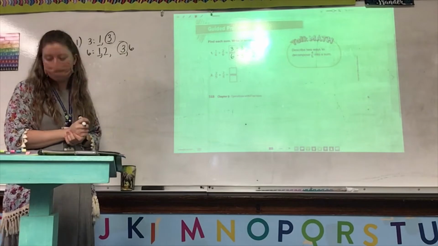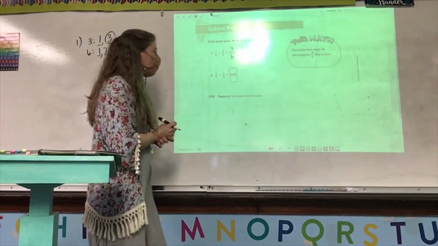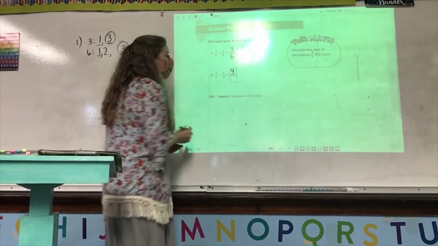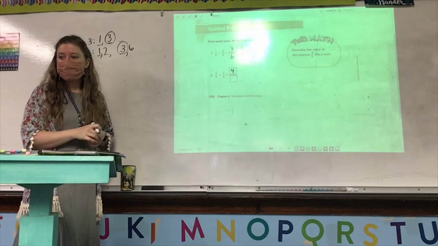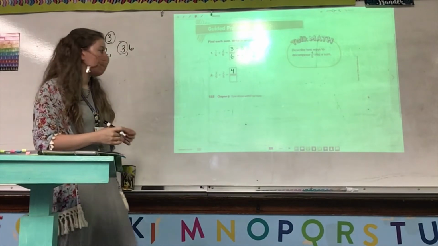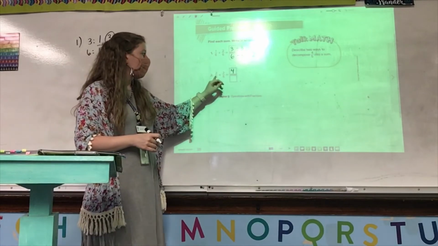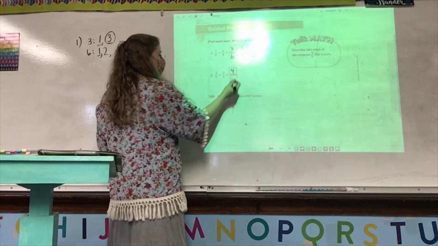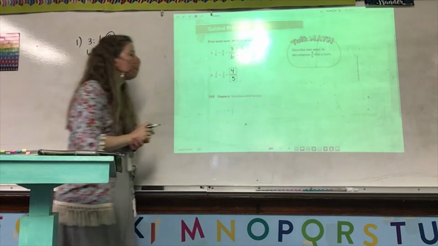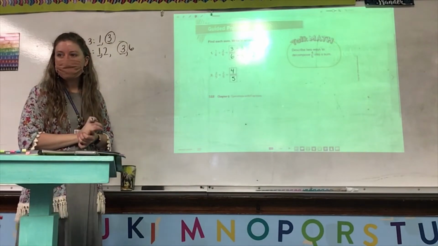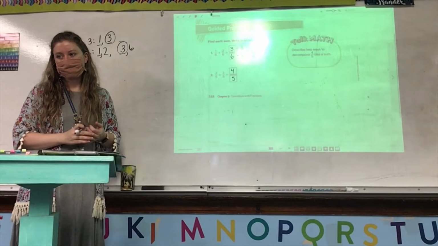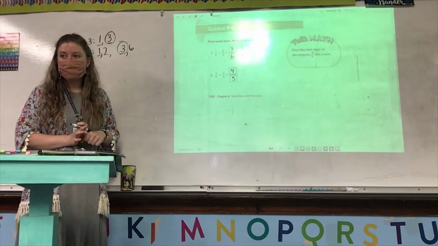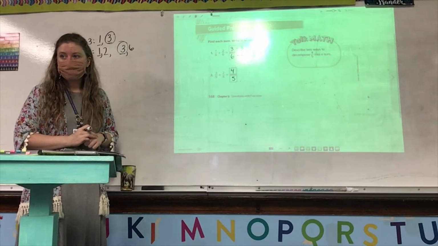Cullen, what do we do first? We add the numerators. What are our numerators? 2 and 2. So 2 plus 2 is 4. Next step. The denominator stays the same. What's the denominator of our addends? 5. So the denominator of our sum is 5. Now let's think. What do we do next? We check for simplest form. Is 4/5 in simplest form? No.